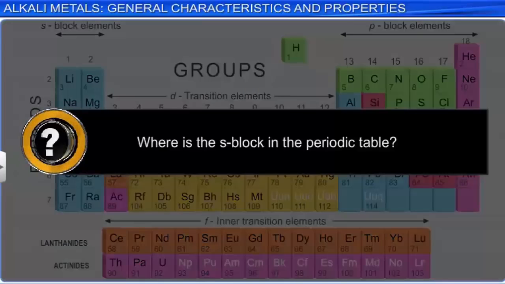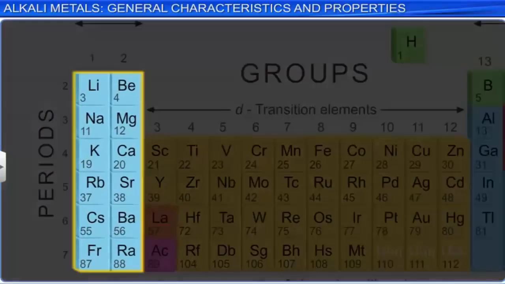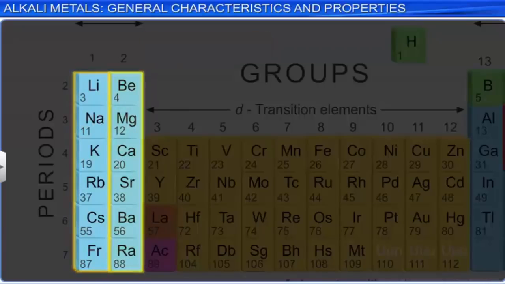Where is the S block in the periodic table? It's the first two columns or groups of the periodic table. This region of the periodic table is sometimes referred to as the S block because all the outermost electrons of these elements will occupy the s orbital. There are two columns in the s block because an s orbital can hold a maximum of 2 electrons.